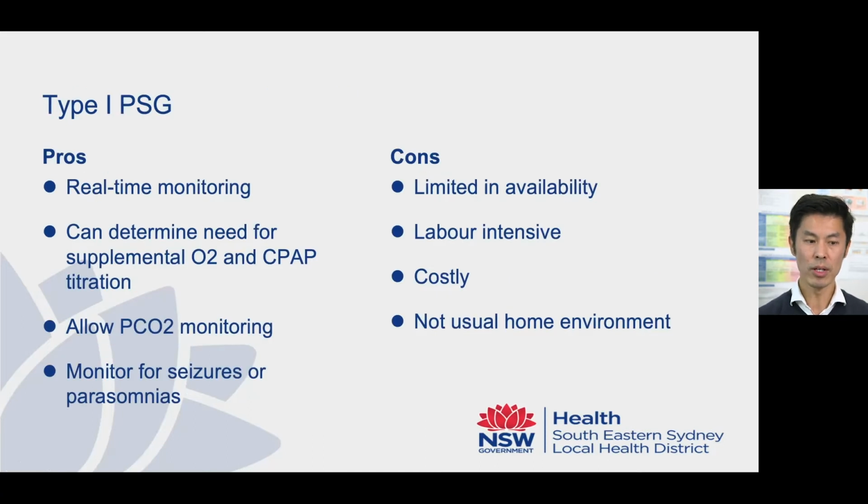So for type 1 PSG, the pros is that it allows real-time monitoring in the presence of an attendant, which means that if there is any significant problem during the night of study, that can be rectified. It can also determine need for supplemental oxygen. It can facilitate a CPAP or NIV titration and allow PCO2 monitoring as well as other seizure or parasomnias by personalizing the testing and the parameters that we are testing, and you can have more monitoring channels. But related to this, it becomes labor intensive and costly.